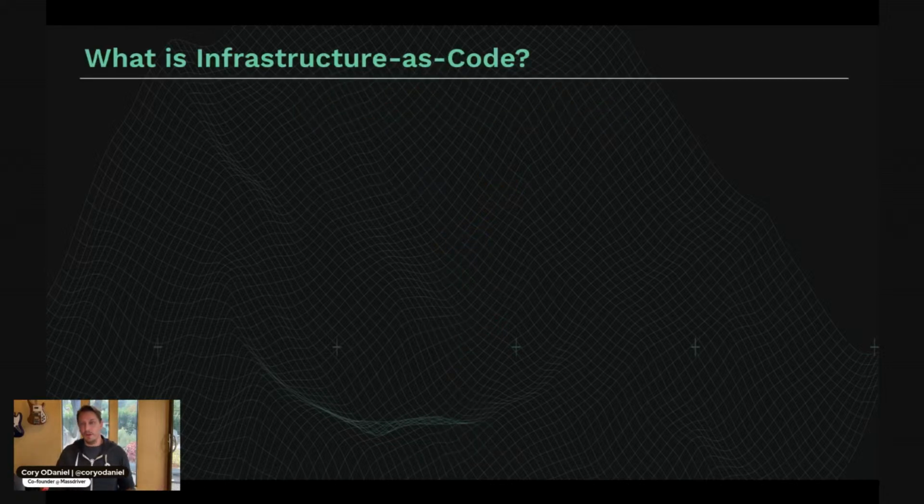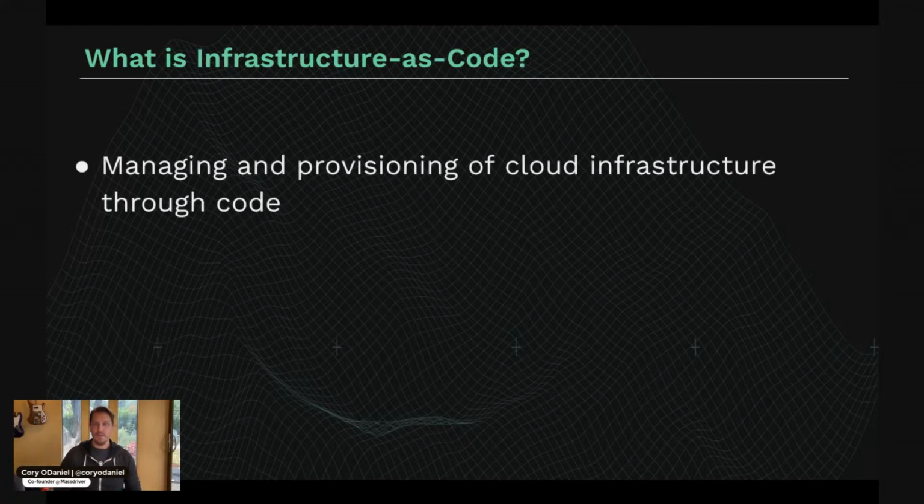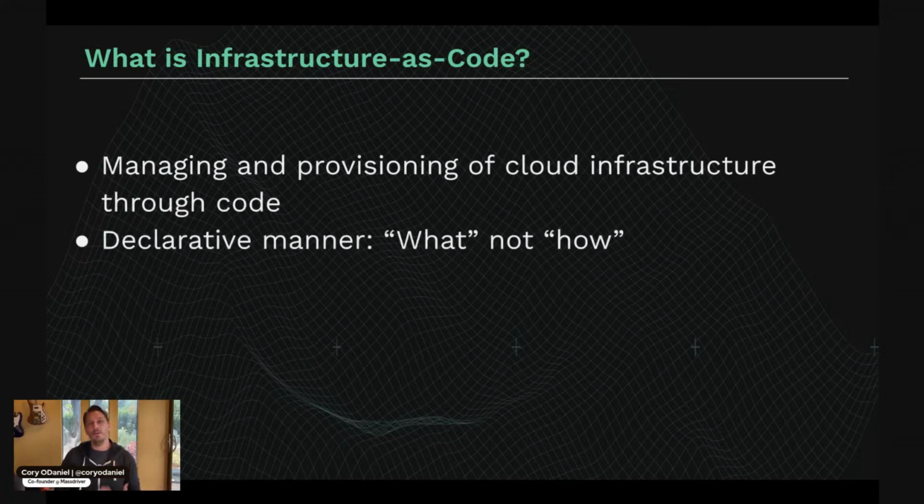So first, for anybody who's not familiar with infrastructure as code or hasn't started using it yet, what is infrastructure as code? It's managing and provisioning your infrastructure through code in a declarative manner. What you want to focus on is what you want in the cloud, not how to get it. It's not a lot of conditional logic saying, if there's a cluster, add some additional nodes. You simply say, I have a cluster with nodes. And the tool takes care of making sure that that state in the code is reflected in the cloud.